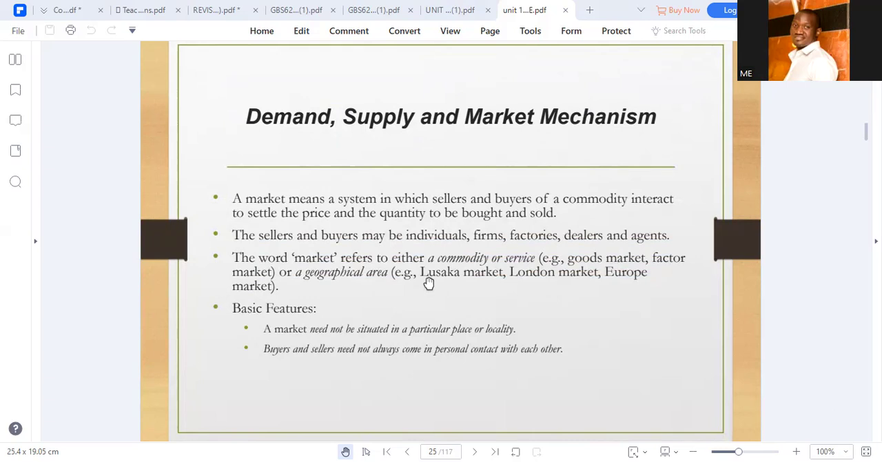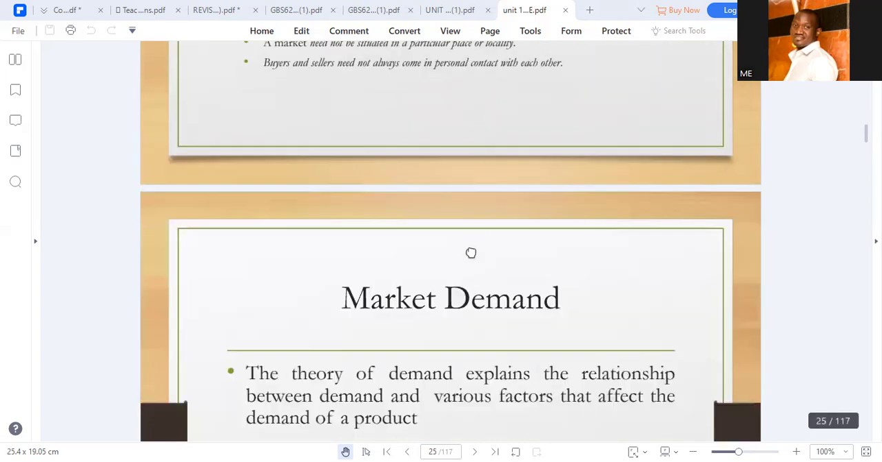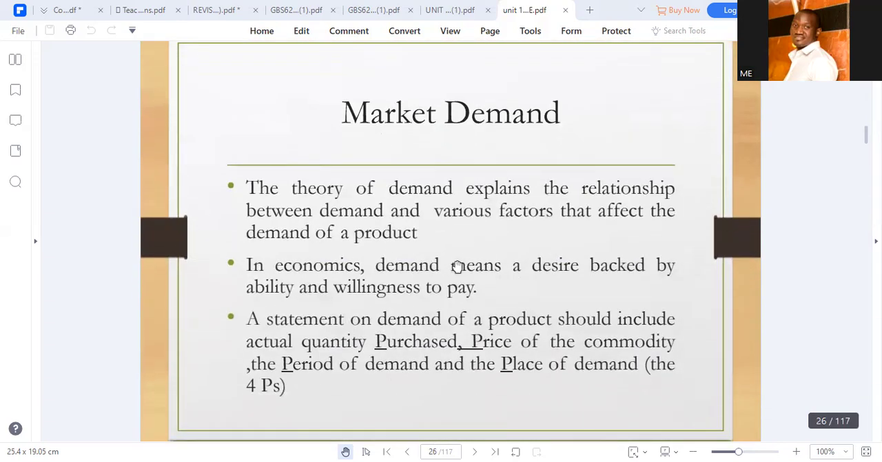So it includes players like the sellers and the buyers who constitute individuals, firms, factories, and can be dealers and agents. When you're dealing with a market, it is either a physical or a virtual place where exchange happens. So a market needn't be a physical place. It is simply a point of exchange. So we look at market demand.